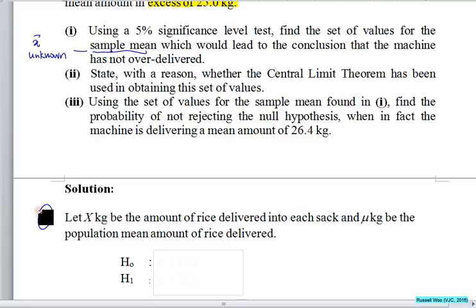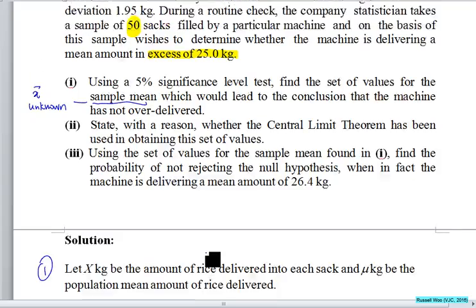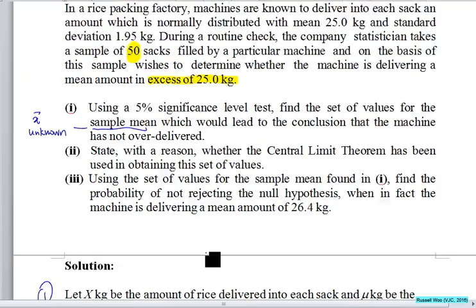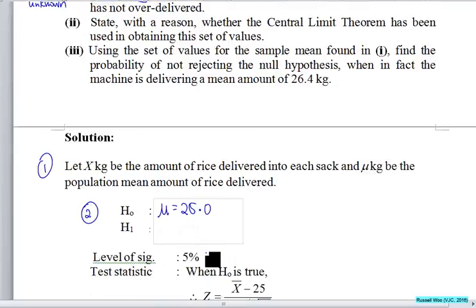Step 1, define. Step 2, hypothesis: mu must be equal to 25.0. Now, you want to check whether the machine is delivering an amount in excess of 25. Correct? Yes, in excess of 25. So therefore, the alternative hypothesis should be mu greater than 25.